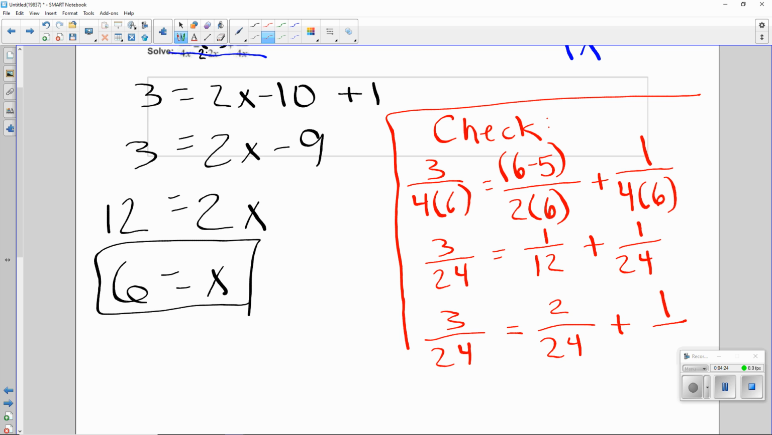Get a common denominator. And that does check out. So 6 is a solution.